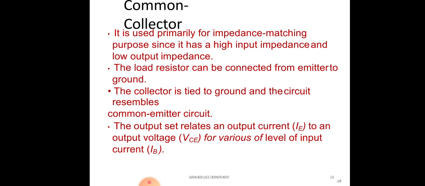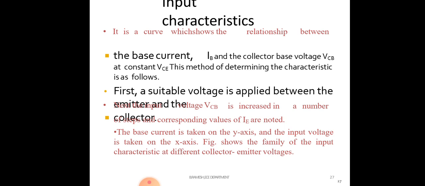The output set relates the output current IE to the output voltage VCE for various levels of input current IB. So in this configuration, the input current is IB and the output current is IE. So obviously the current gain is very high.